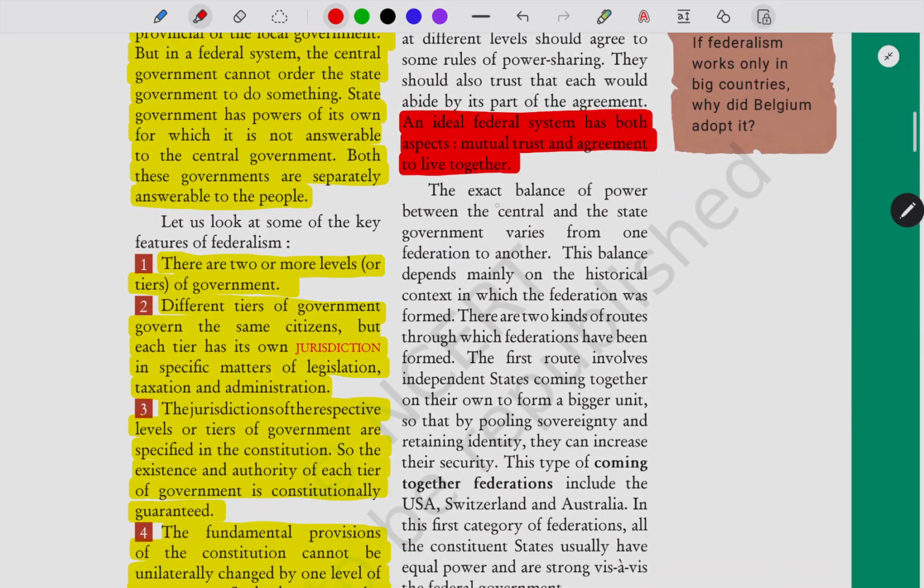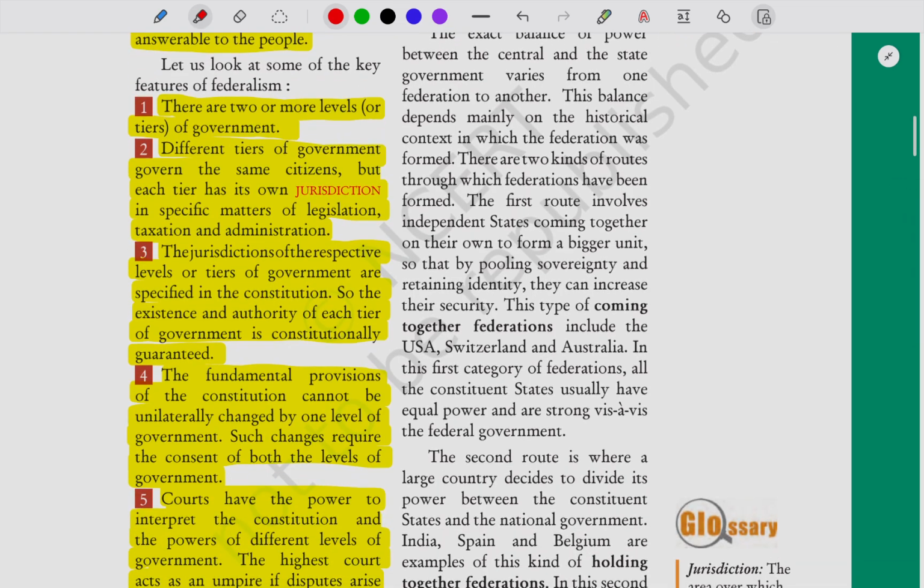Okay. Now, the exact balance of power between the central and the state governments varies from one federation to the other. This balance depends mainly on the historical context in which the federation was formed. There are two kinds of routes through which federations have been formed. The first route involves independent states coming together on their own to form a bigger unit, so that by pooling sovereignty and retaining identity, they can increase their security. Coming together federations include the USA, Switzerland, and Australia. In the first category of federalism, all the constituent states usually have equal power and are strong, vis-à-vis the federal government.